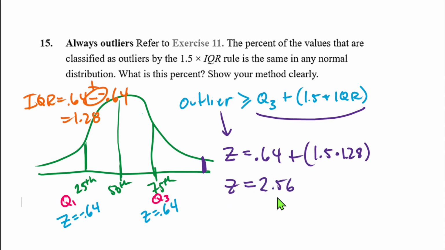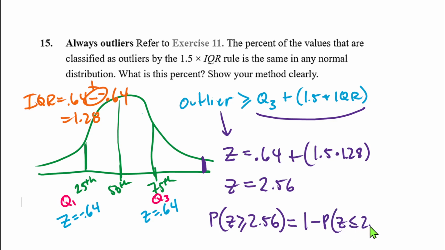So what percentage of values are larger than 2.56? To do this problem and show the work, you really can only look up values that are less than a z-score on the table. So I'm going to do it a different way. What we want is the probability that z is greater than 2.56, which will be 1 minus the probability that it's less than 2.56, because this is going to be a big number. The probability that z is less than this big number is most values, and we want this little area over here.